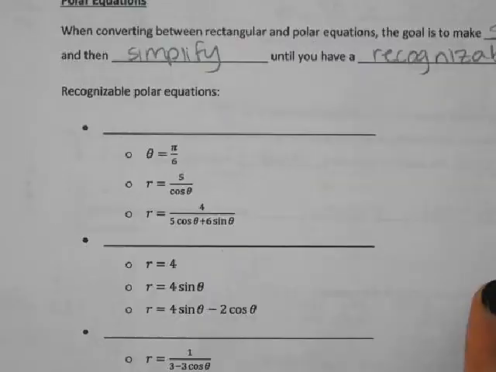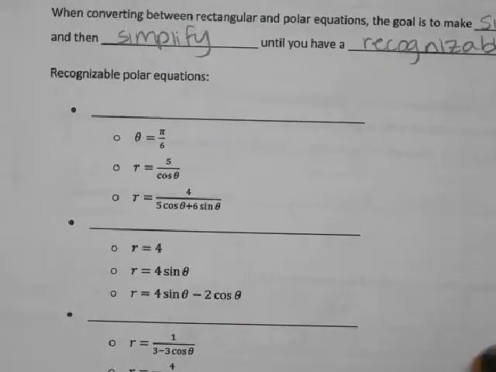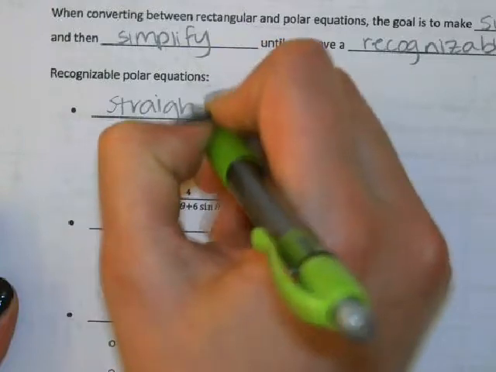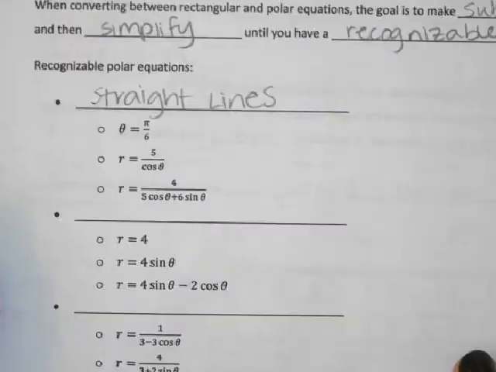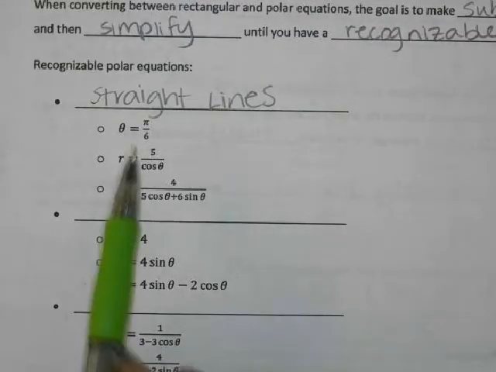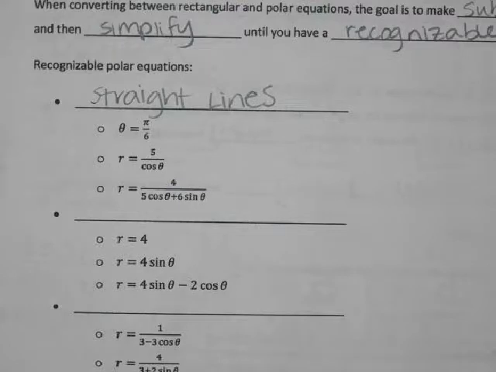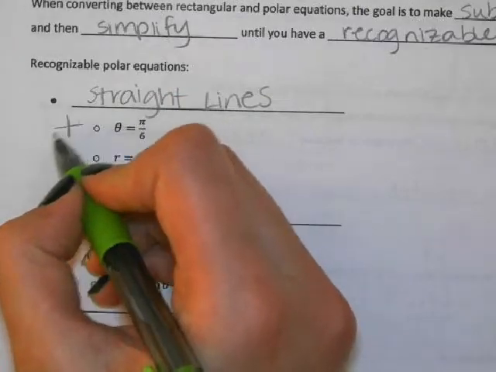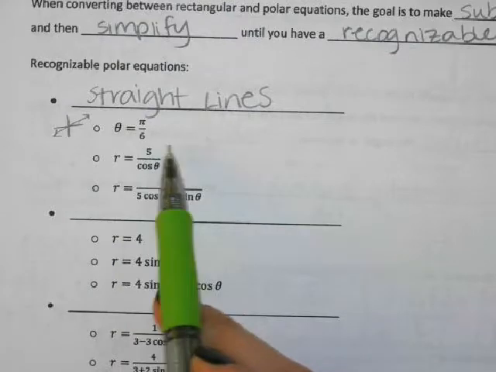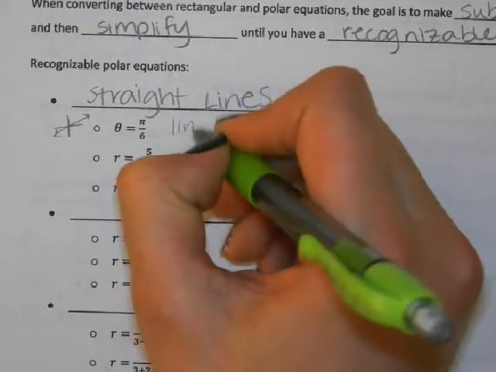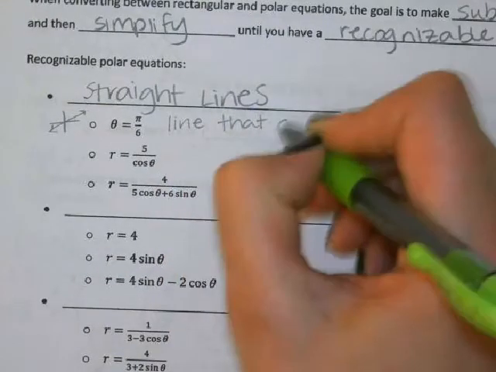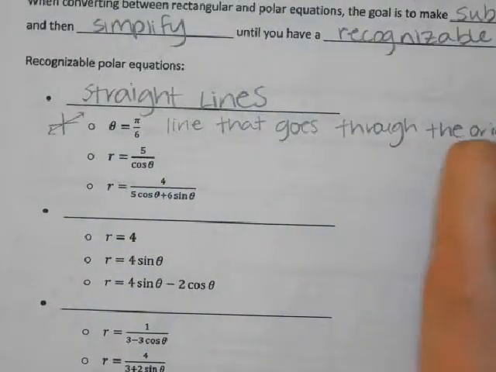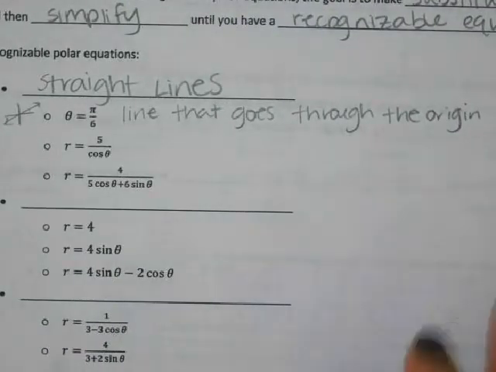So what I did is I made you guys a list of what recognizable polar equations might look like. So this first set, these are straight lines. These are different ways that straight lines might look in polar form. Anyone know how we would graph theta equals pi/6? Yeah, just pi/6. Just find a line at pi/6, which is just like up a little bit, right? So anytime you have a theta equals equation, this is a line that goes through the origin.